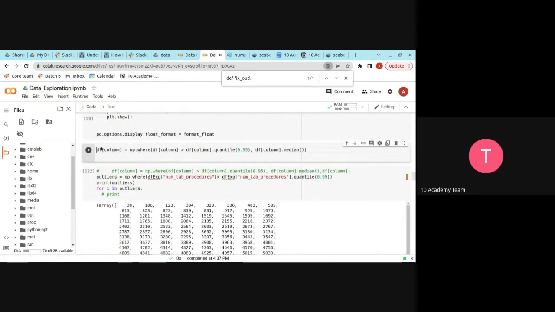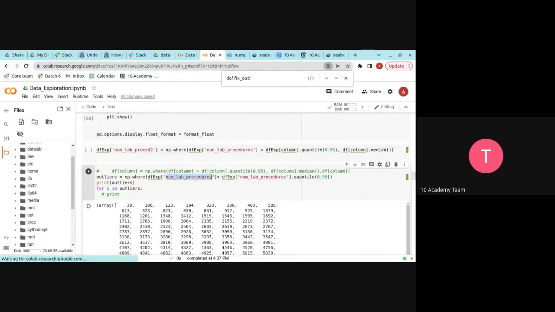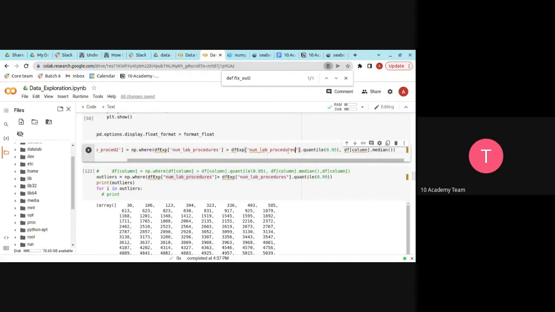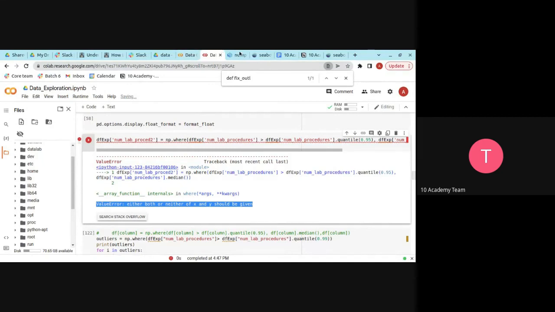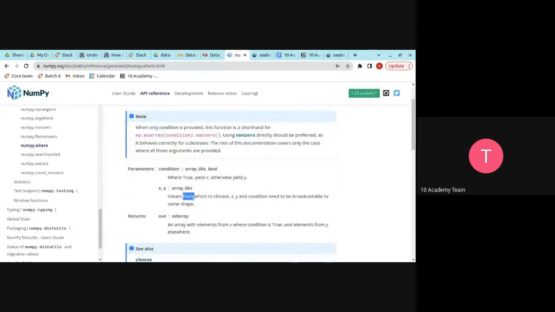So if x, number of lab procedures, we can have a new one. DFX. So I believe this should give us, okay, so either both or neither x or y should be given. Okay, so what are x and y? So they are values from which to choose x, y, and condition it to be forecastable to some shape.